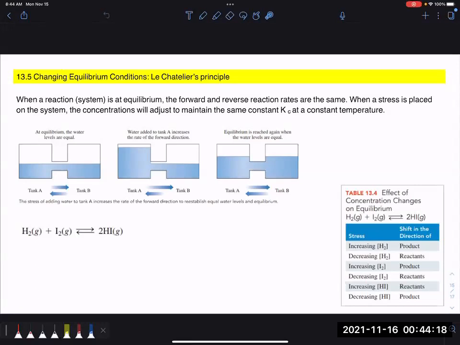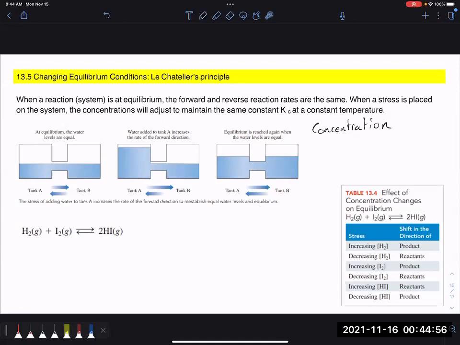So when a reaction system's at equilibrium, the forward and reverse reaction rates are the same. We talked about a few different things that can change those reaction rates. One of those was concentration. So if we increase concentration, then we increase our reaction rate in the direction away from where we increase the concentration.